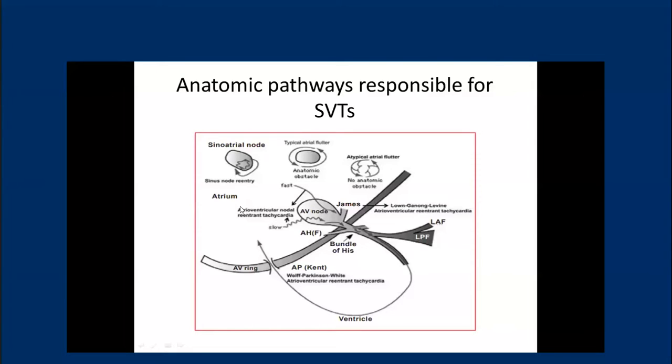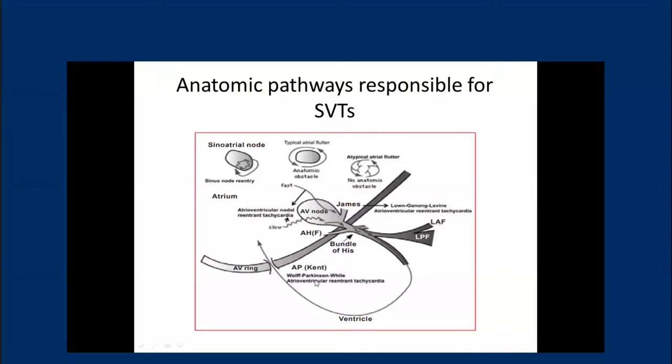And the other mechanism is abnormal impulse conduction, which is the predominant mechanism in most of the SVTs, as you can see here. And this abnormal conduction is usually because of reentrant circuits. As you can see here, around the AV node, these reentrant circuits can result in AVNRT.